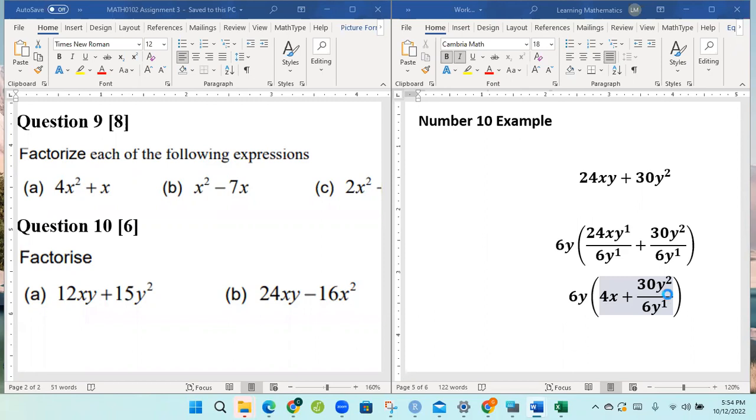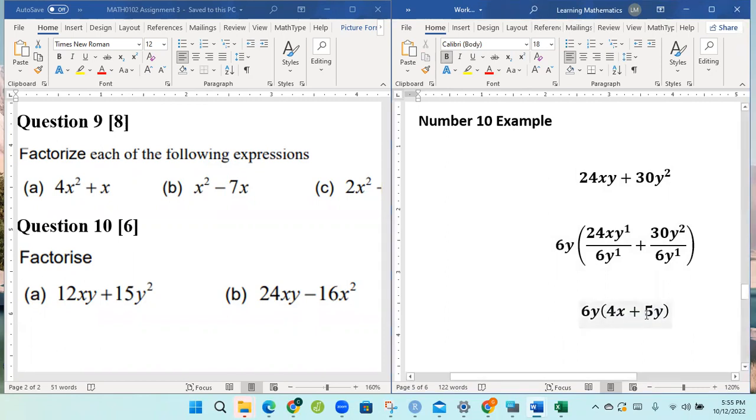Now, 30 divided by 6 is 5. So you're going to have a 5 from 30 divided by 6 is 5. And 2 minus 1 is 1. So you're going to have a y to the 1, or y. And when you multiply, will you get back 30y squared? 6 5s are 30. Y by y is y squared. So this is the factorization of 24xy plus 30y squared, which is actually 6y outside of 4x plus 5. Factorization: you divide and you subtract exponents.